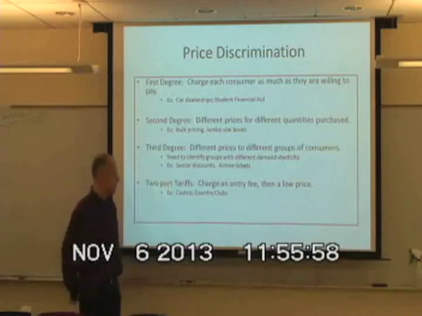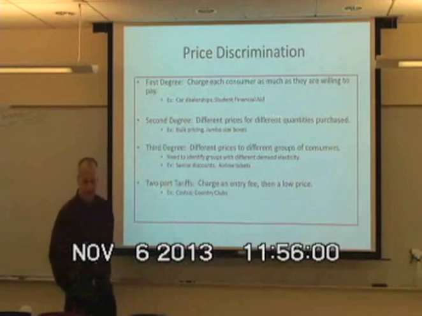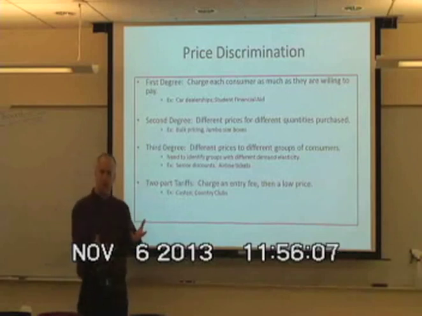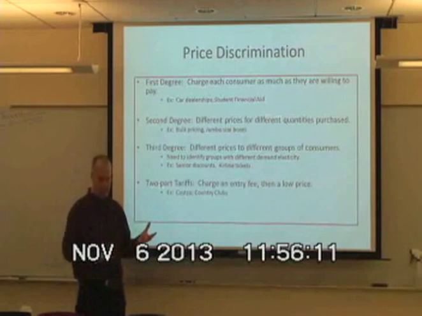Then lastly, two-part tariffs. Two-part tariffs charge an entry fee and then a low price. This is another form of price discrimination. Costco is an example of this. You charge consumers an entry fee that represents a big chunk of their consumer surplus, and then you charge them pretty close to marginal cost like a competitor does.